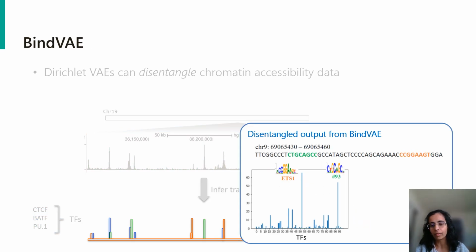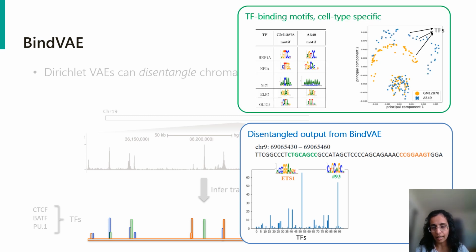Here is a preview of some of the results produced by our approach. Given an input DNA sequence such as the one shown here, BindVAE produces a disentangled output showing the particular TFs whose binding sites are present within this DNA sequence. It can learn TF binding motifs that are cell type specific. So we learn different TF binding patterns for GM12878 versus those for A549.